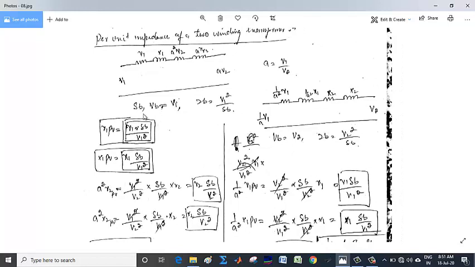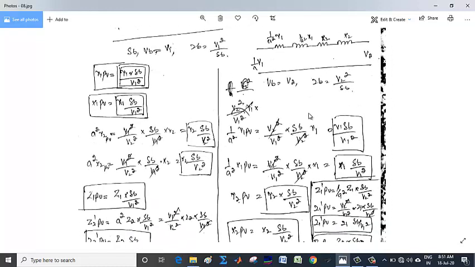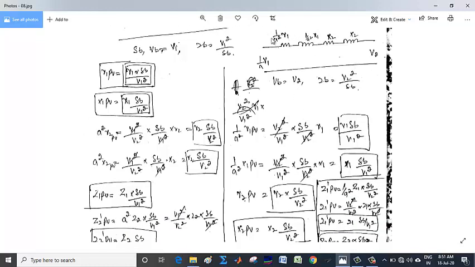Here we chose the base value of V1. Here we have to choose the base value as V2. So ZB will be equal to V2 square by SB. So when we do this, we first calculate the per unit value of this. It will be equal to 1 by A square R1 per unit. It will be equal to V2 square by V1 square into SB divided by V2 square. This V2 square will be cancelled out. It will be equal to R1 SB divided by V1 square.